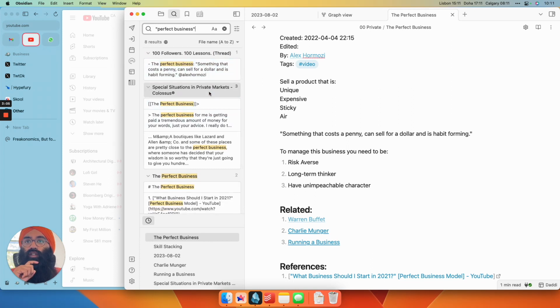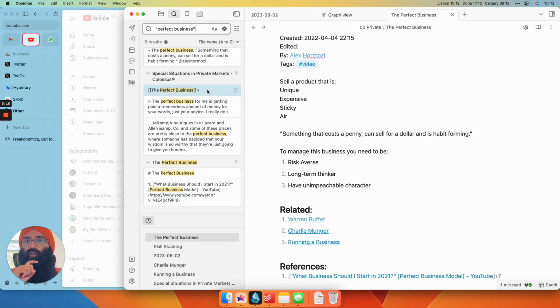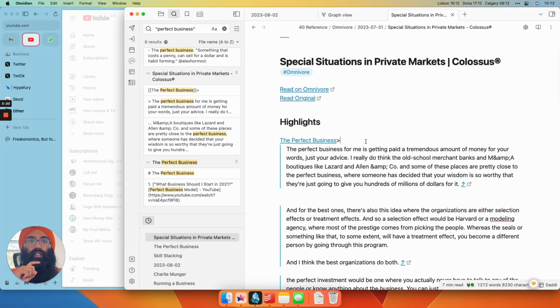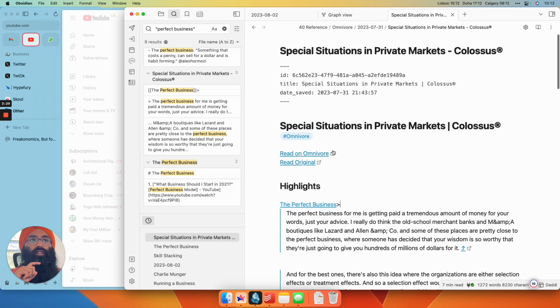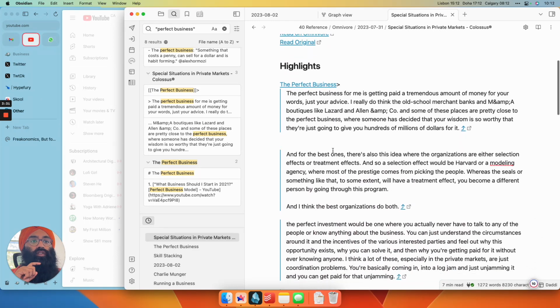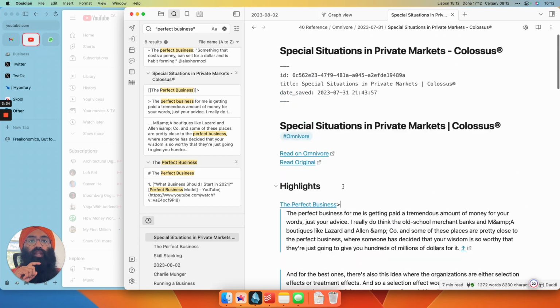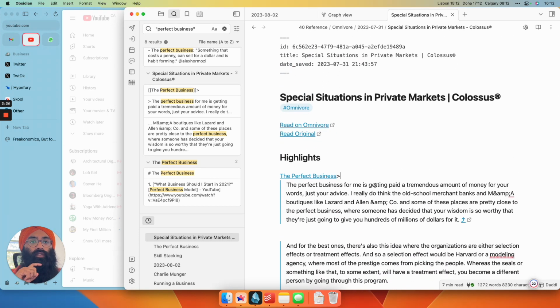Then I recently took an Omnivore read-it-later highlight from this podcast, where the podcast guest talks about their definition of a perfect business. And this is just a reference to this note. So if we jump into this, see, I tagged the relevant highlight with the words "the perfect business." This person, the guest on this podcast, who I think is Jeremy Giffen, I might have butchered that name, says that the perfect business for me is getting paid a tremendous amount of money for your words, just your advice.